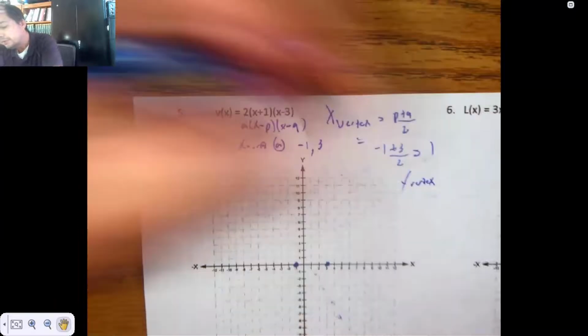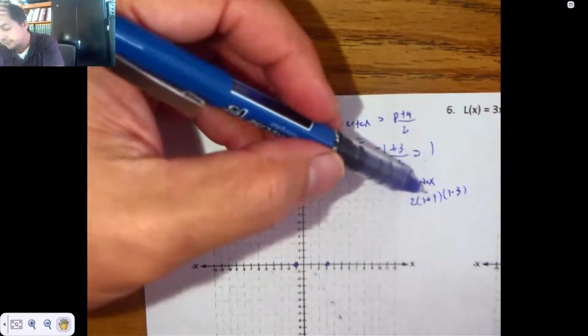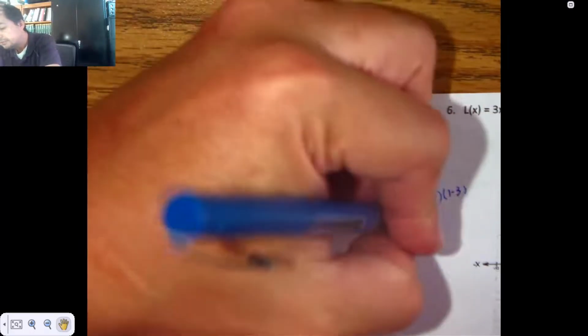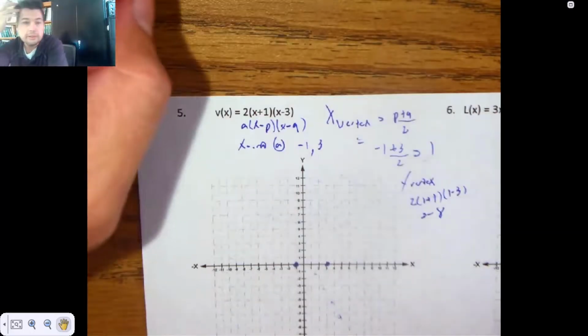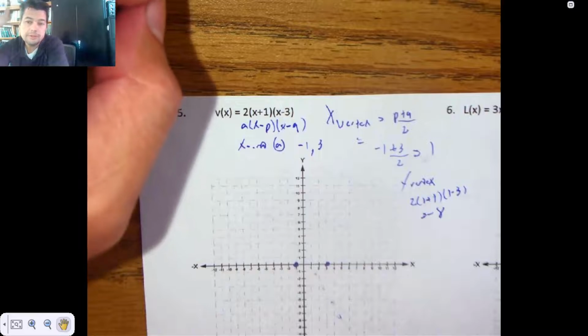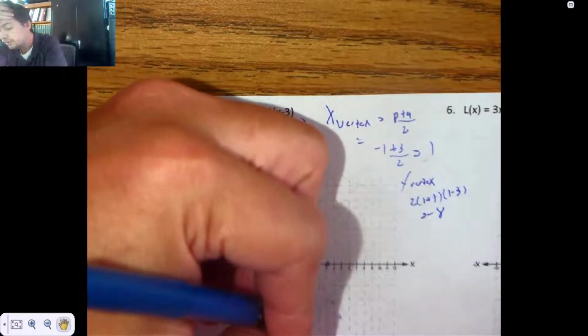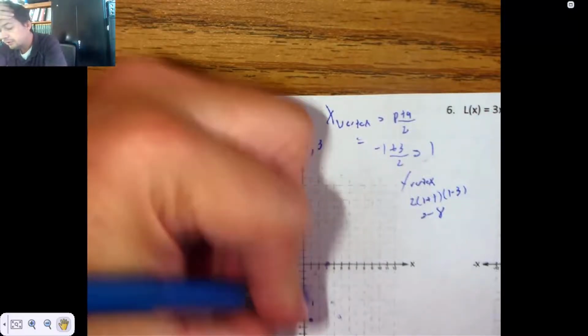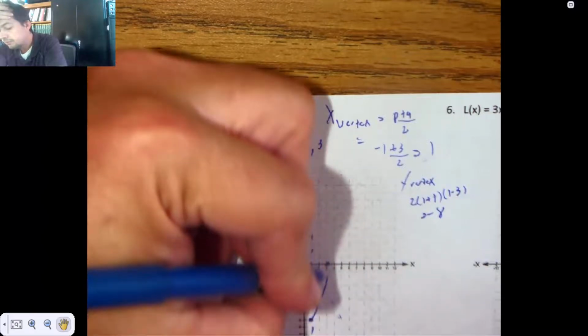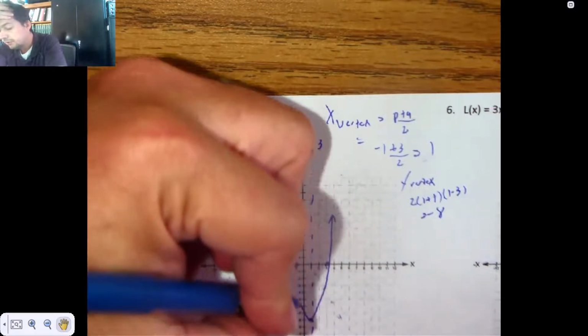To find the y value of the vertex, I plug that 1 in. 2 times 1 plus 1 times 1 minus 3. That should be negative 8, if I'm thinking right. 1 plus 1 is 2, 1 minus 3 is negative 2. Yeah, so negative 8. So I go to 1, negative 8, and there is my vertex. And there's 3 nice points. You don't have to draw it in, but you can draw the line of symmetry if you want. And I draw my parabola.